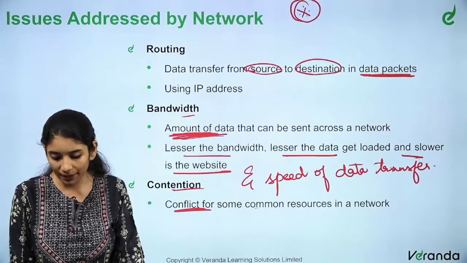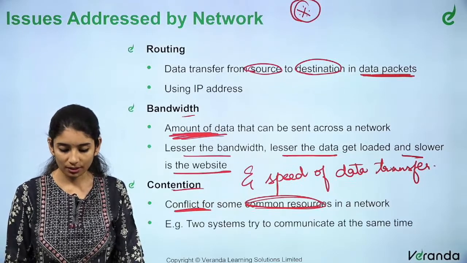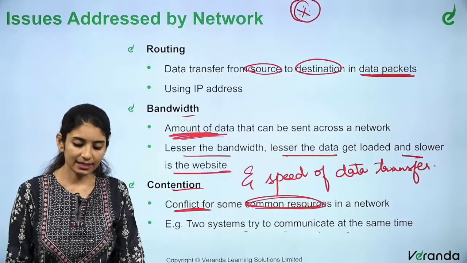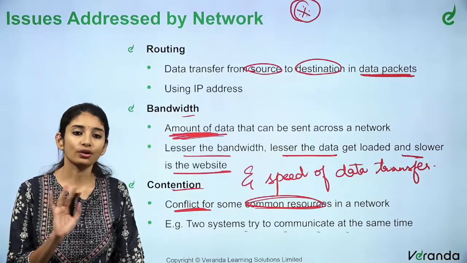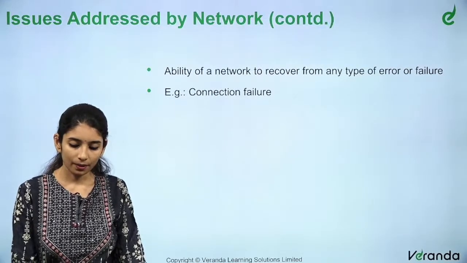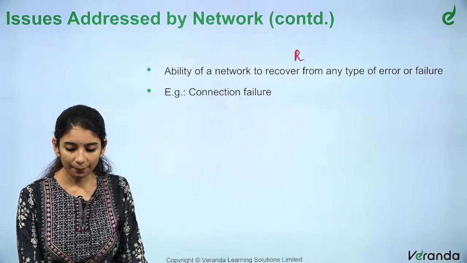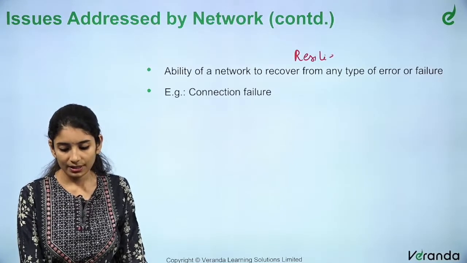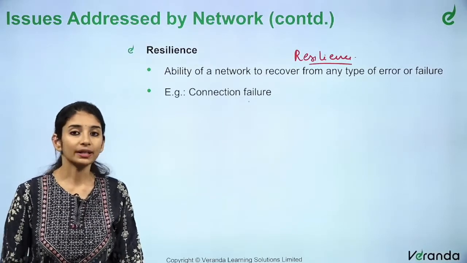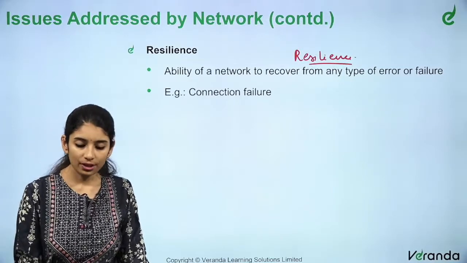Conflict due to some common resources in a network, 2 systems trying to communicate at the same time. In that case, a network will help me resolve the contention. Next is resilience. Ability of a network to recover from any type of failure. Example, connection failure. Clear? So the 4 issues addressed by a network.